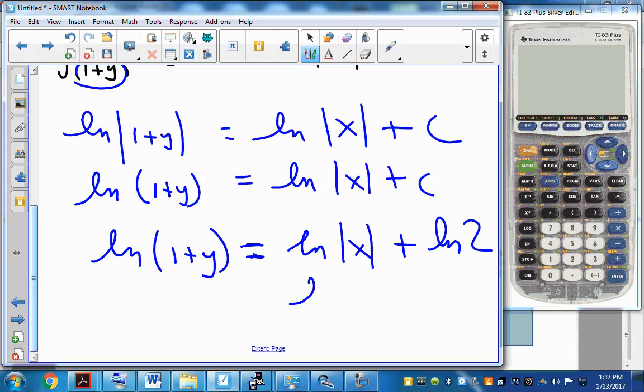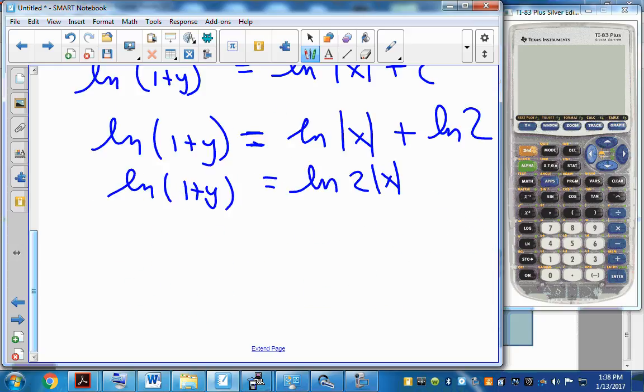Natural log of 2 absolute value of x, like that, yeah? Do you have to do that? I don't think you do. It would probably work fine to do it this way, but I think that's where I want to go. You might want to try it without combining those. How do I get y by itself? What do I have to do?